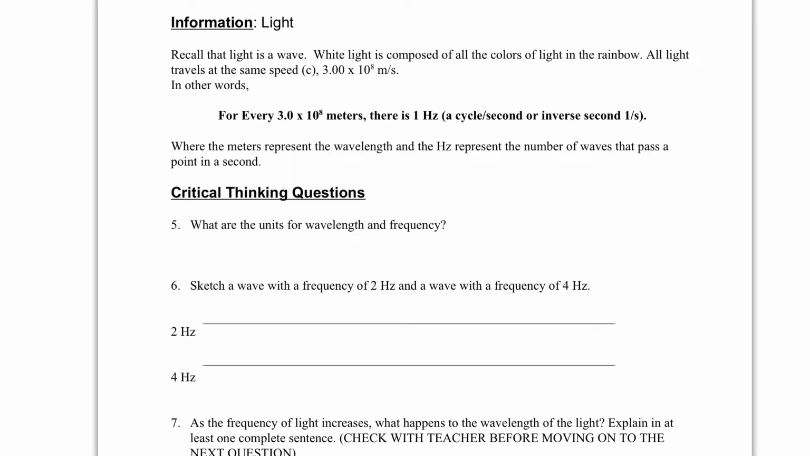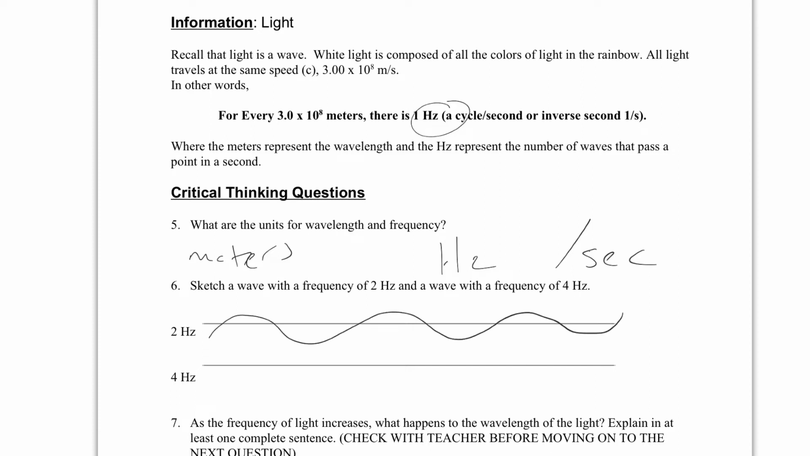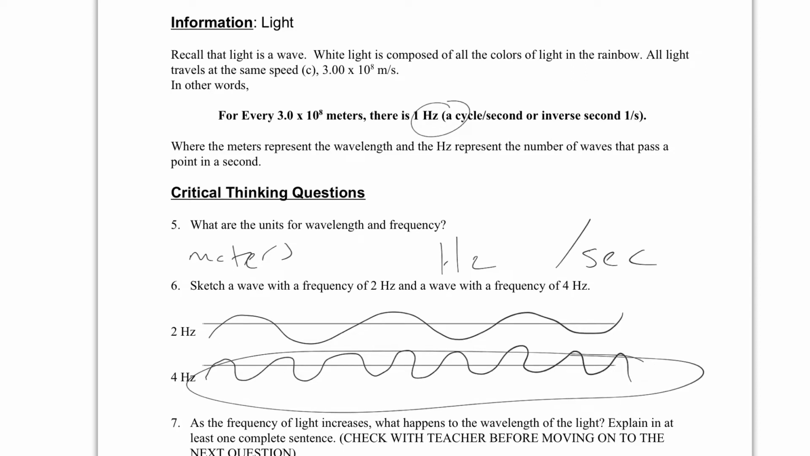So wavelength is measured in meters, and frequency is measured in hertz, or what is called an inverse second. 2 hertz versus 4 hertz. There's 2, and then this one would have twice as many humps because it is more frequent. These are the smaller steps back to our lab.